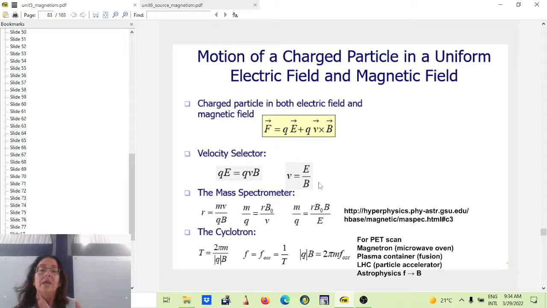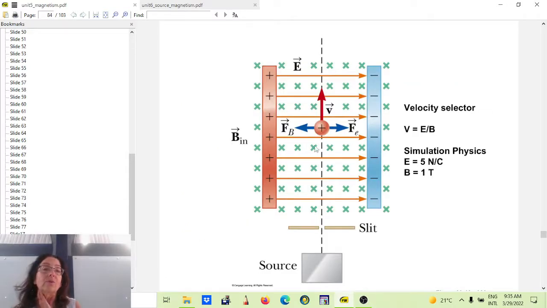And then you can apply both an electric field and a magnetic field. So you can do two things at the same time. Remember, it's a vectorial sum. And you can use that, and it's also used in a mass spectrometer. We're going to call that a velocity selector. So how does it work? I'm going to do it here so you can all see, and then I will move over there. You shoot the particle here.